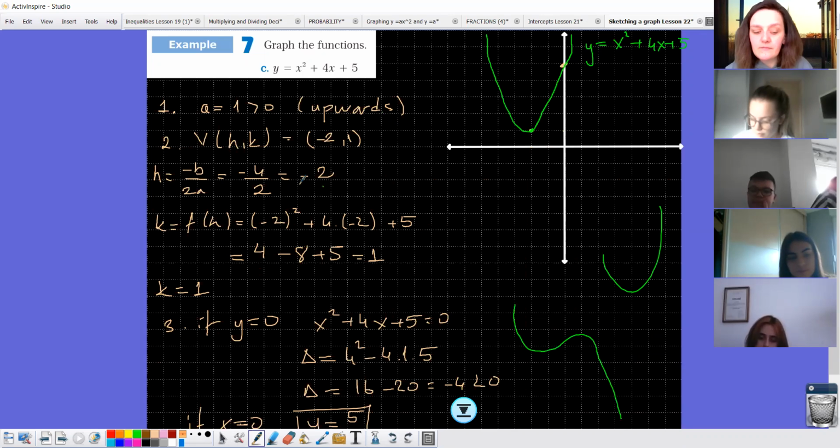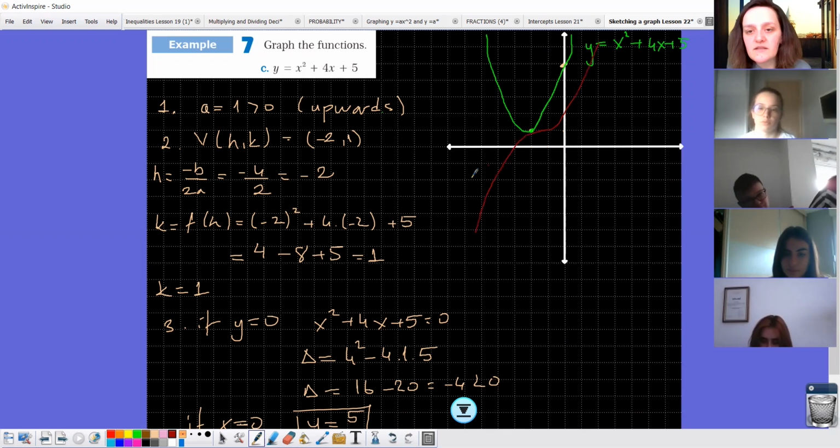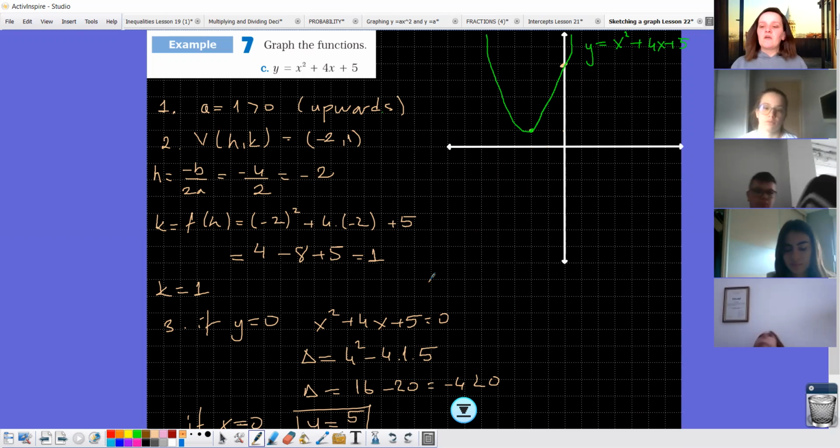Because in some calculations, sometimes students find values that are not related to each other. For example, the vertex is here, the parabola is downwards, but the y-intercept is up here. So it would have to be like this, and this is not a parabola. It cannot be. It means that you have a mistake there.